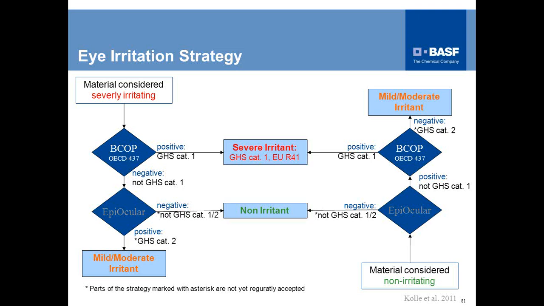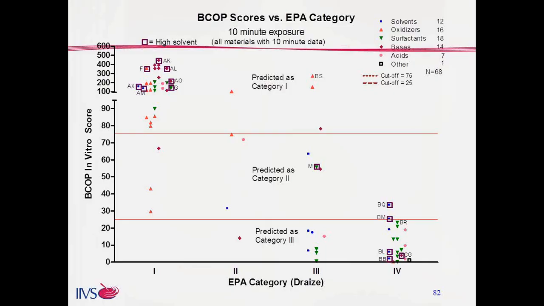What has been established at BASF is the EpiOcular test. That's a reconstructed corneal model that is then used to filter out the negatives, so the non-irritants. And if the EpiOcular is positive, we have a mild irritant. So this strategy works both ways. Depending on what you expect your material to be in terms of irritation potency, you can start either way.